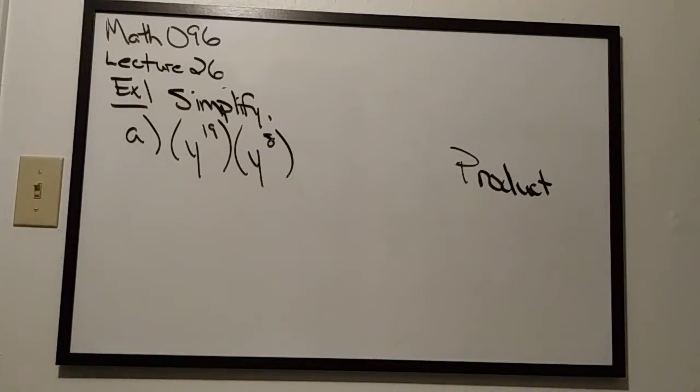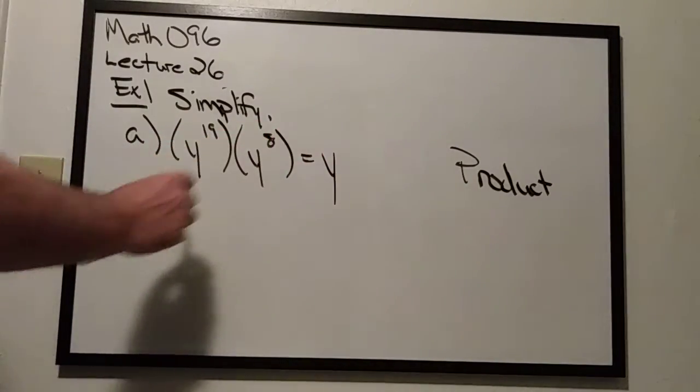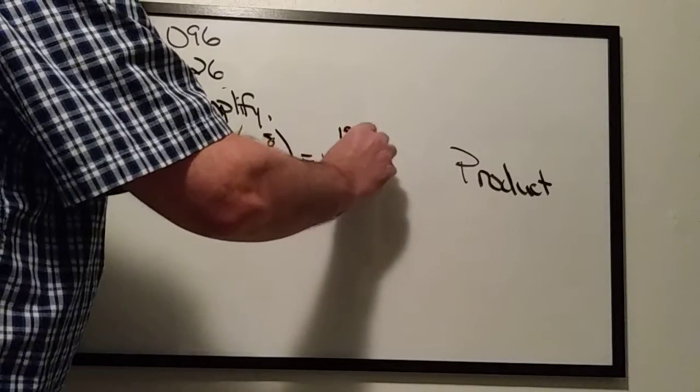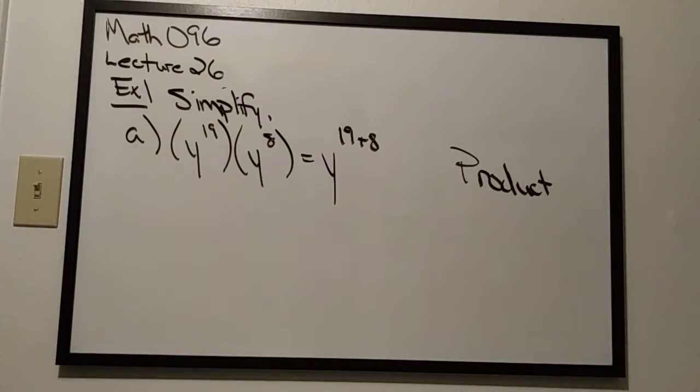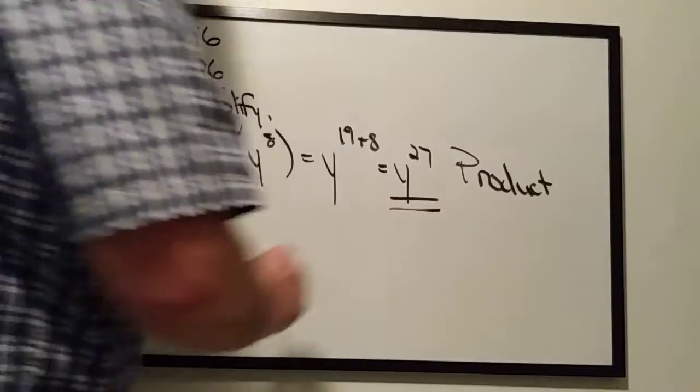Now, if you need to, you can go ahead and look back at the handout that we just filled in. So what does the product rule tell us? If you have x to a power times x to a power, we can add the exponents. Well, it works if you have y's as well. So we have y to a power times y to a power. So that means we're going to have y, and now we're going to add the exponents to the 19 plus 8 power. 19 plus 8 is going to be 27. So that means then that our final answer is going to be y to the 27th power.